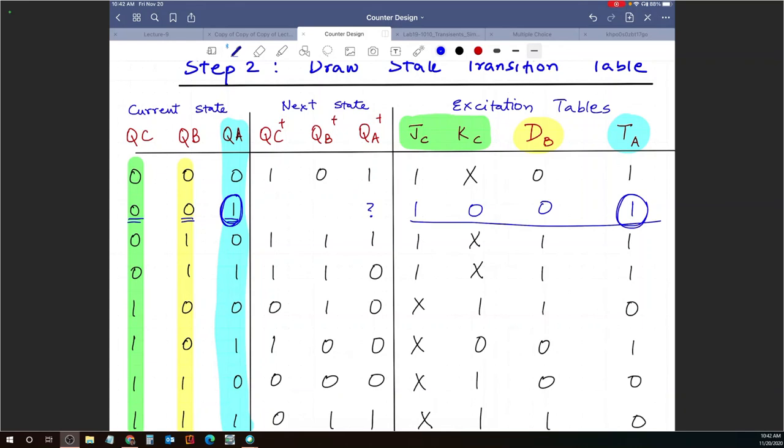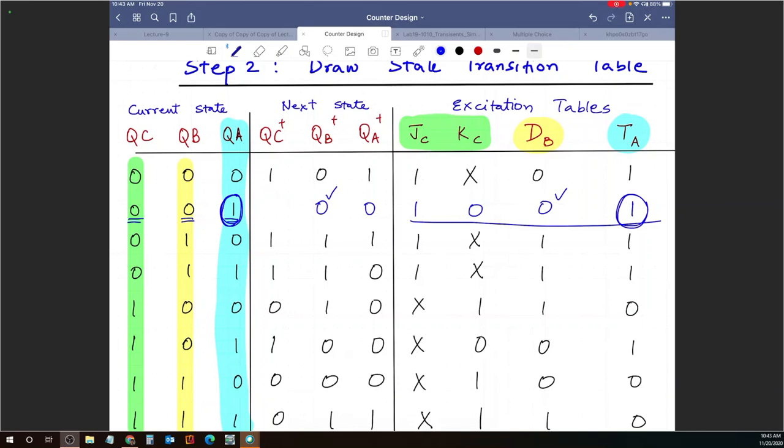Next, how about QB? QB plus is going to be what? This is simple. For QB plus, Jeff says it's 0. DB, all right, QB plus equals DB, so 0. Absolutely correct. Because this is dependent on that.